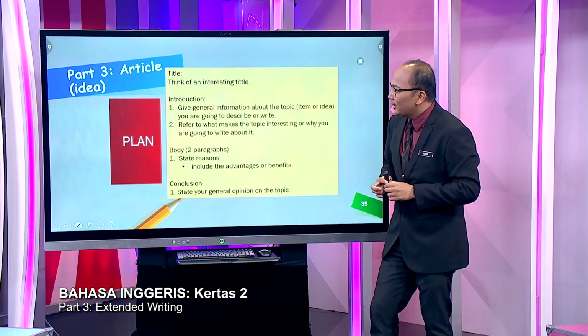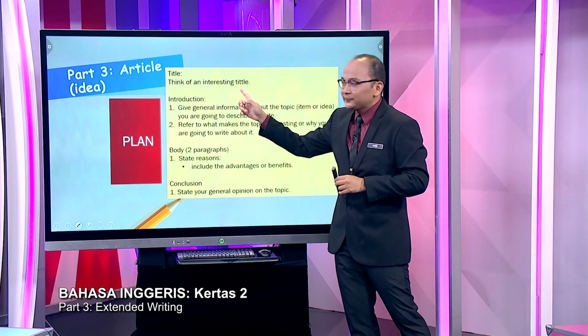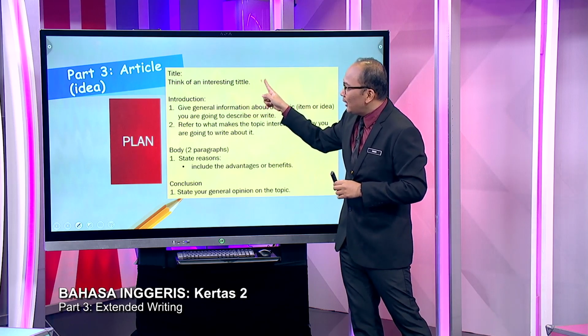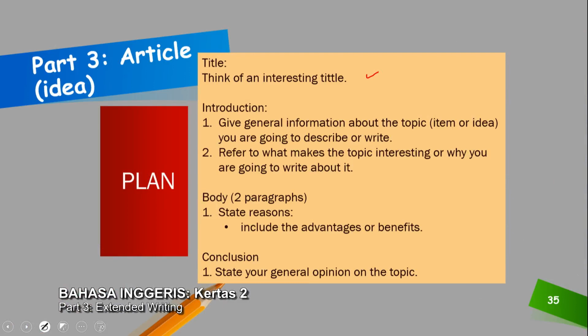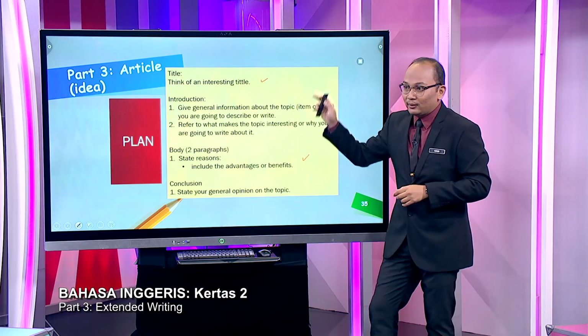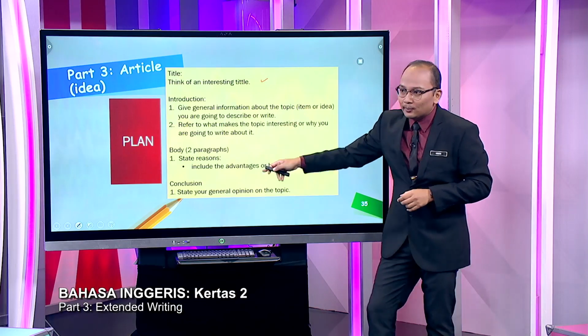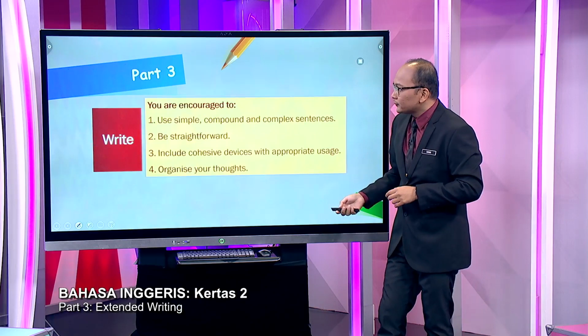Okay, for article, the idea. Idea can be about exercise. It can be about eating healthily. Give general information about the topic. Refer to what makes the topic interesting or why you are going to write about it. Then state the reason. Include the advantage or benefit of the idea that you are writing, for example, just now, health. Conclusion, state your general opinion on the topic. So bear in mind, still got introduction, still got body, still got conclusion.